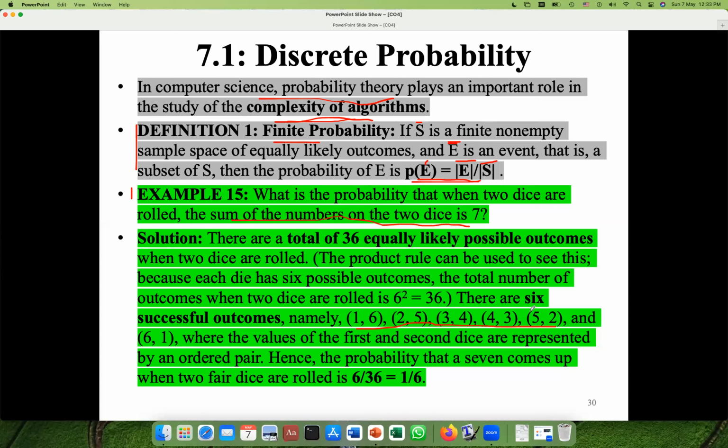And how many are these? What is the number of these events? 1, 2, 3, up to 6 events. These are the events for which we want to calculate the probability.